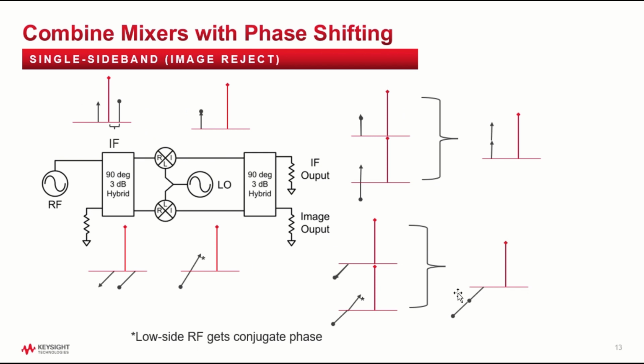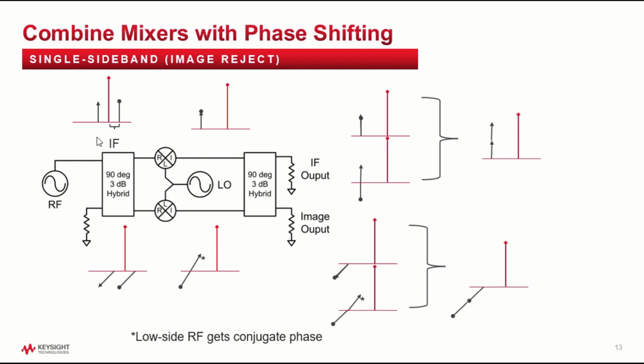And then we'll take a little bit of a look at more complex mixers. Here we have an example of a hybrid mixer. For a hybrid mixer like this, we can represent it as a single sideband mixer, or you can also represent it as an image reject mixer.